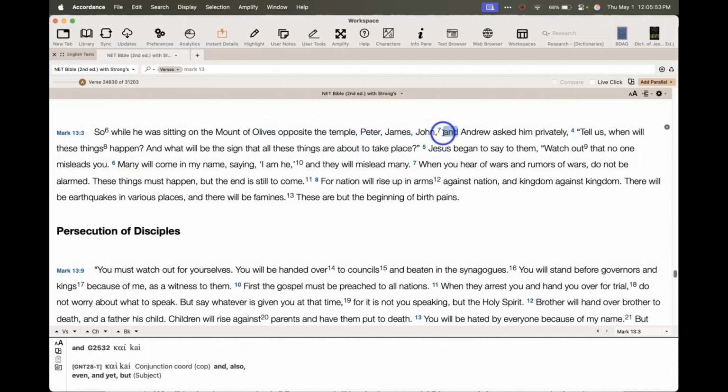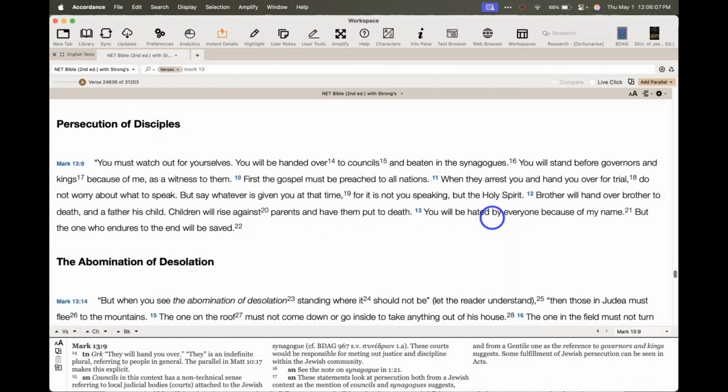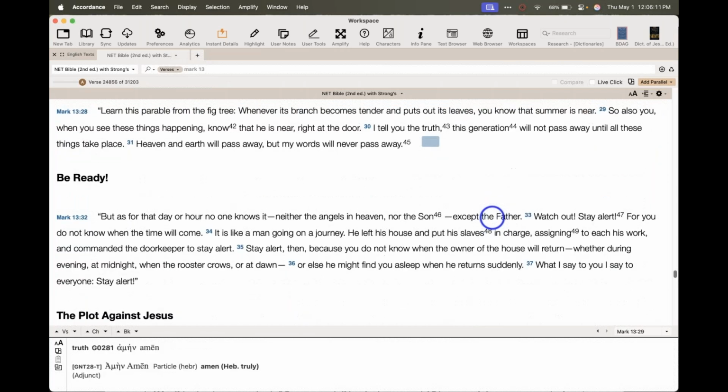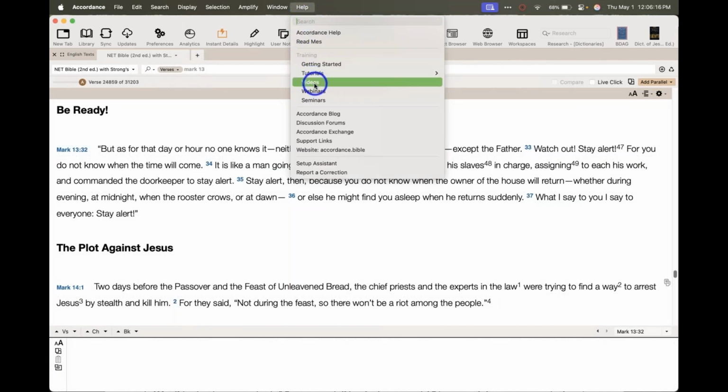Peter, James, and John and Andrew asked him privately, and he began to say to them. We've got autois in the Greek text, and "to them" is these 4. And that speech that began in verse 5 continues uninterrupted through the whole chapter. We've spent some time on that. In fact, you can access those recordings under the help menu in webinars.